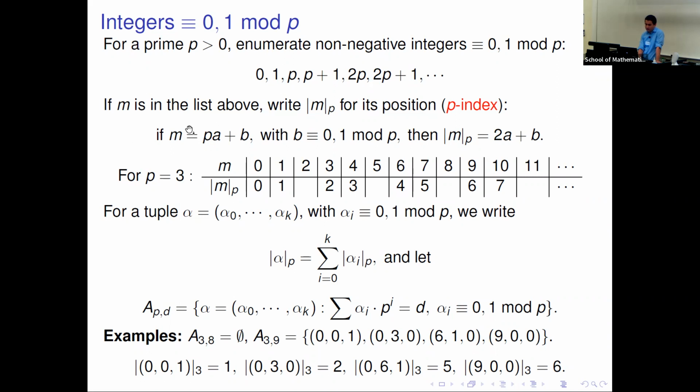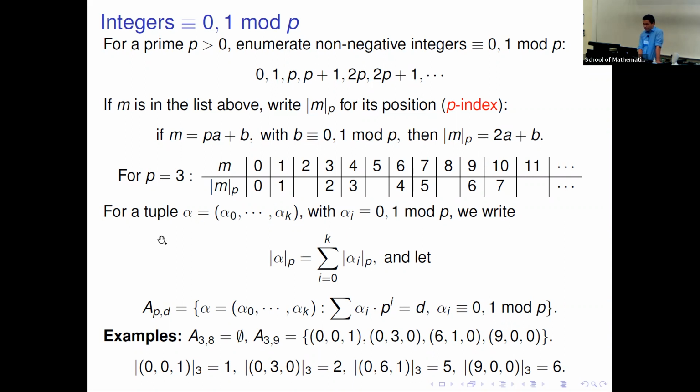Yeah, so there's a formula to figure out the index. You do division with remainder, right? Write m as pa plus b, with b actually equal to 0 or 1. And then for the index, you just replace p by 2. So this is 2a plus b. So again, in characteristic 2, nothing happens, but in general, you get these funny numbers.